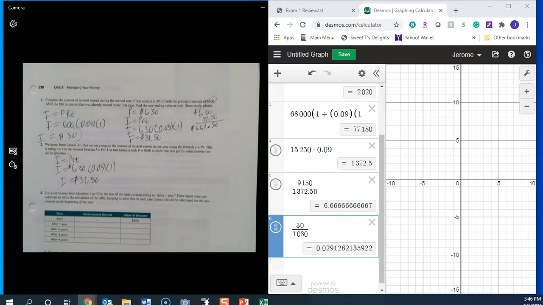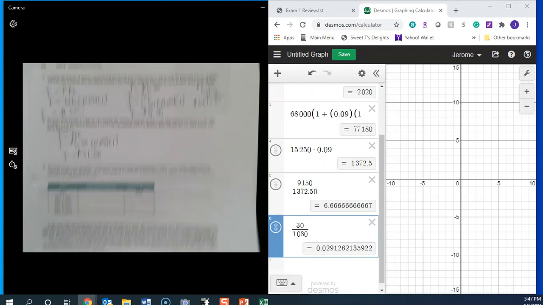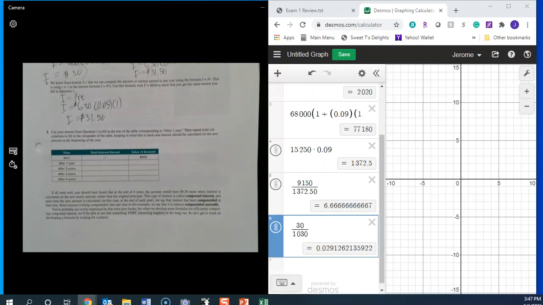All right, now we go down here to number 3. It says use your answer from question 1 to fill in the row of the table corresponding to after 1 year. Then repeat your calculations to fill in the remainder of the table. Keep it in mind that in each case, interest should be calculated on the new amount at the beginning of the year.